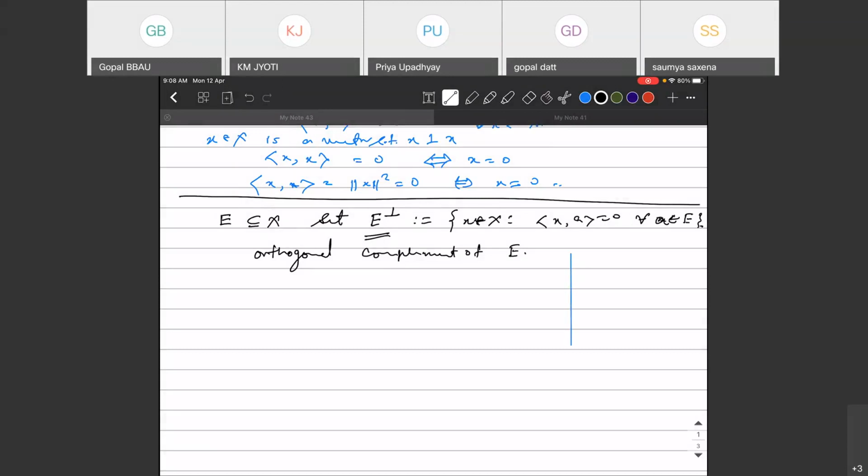Let's see this in R2, which is an inner product space. Take E equal to (1, 1). This is a subset in R2. Let's see what its orthogonal complement is. Here is the point (1, 1). Can anyone tell me what would be the E complement?